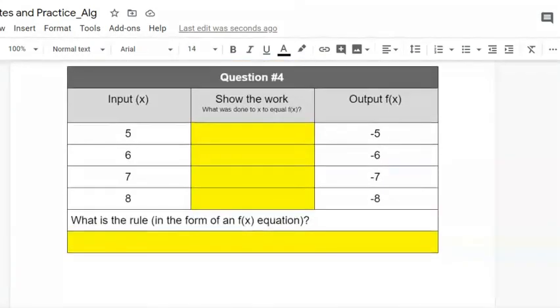Number 4. So I'm going to tell you ahead of time. One so far has been addition, one's been subtraction, one's been multiplication. Number 4, it could be anything. I'm actually not going to go over this with you at all. I think you got it, and I want you to think about it very, very carefully. So we have 5 to a negative 5, 6 to a negative 6, 7 to a negative 7, and 8 to a negative 8. You guys got this.